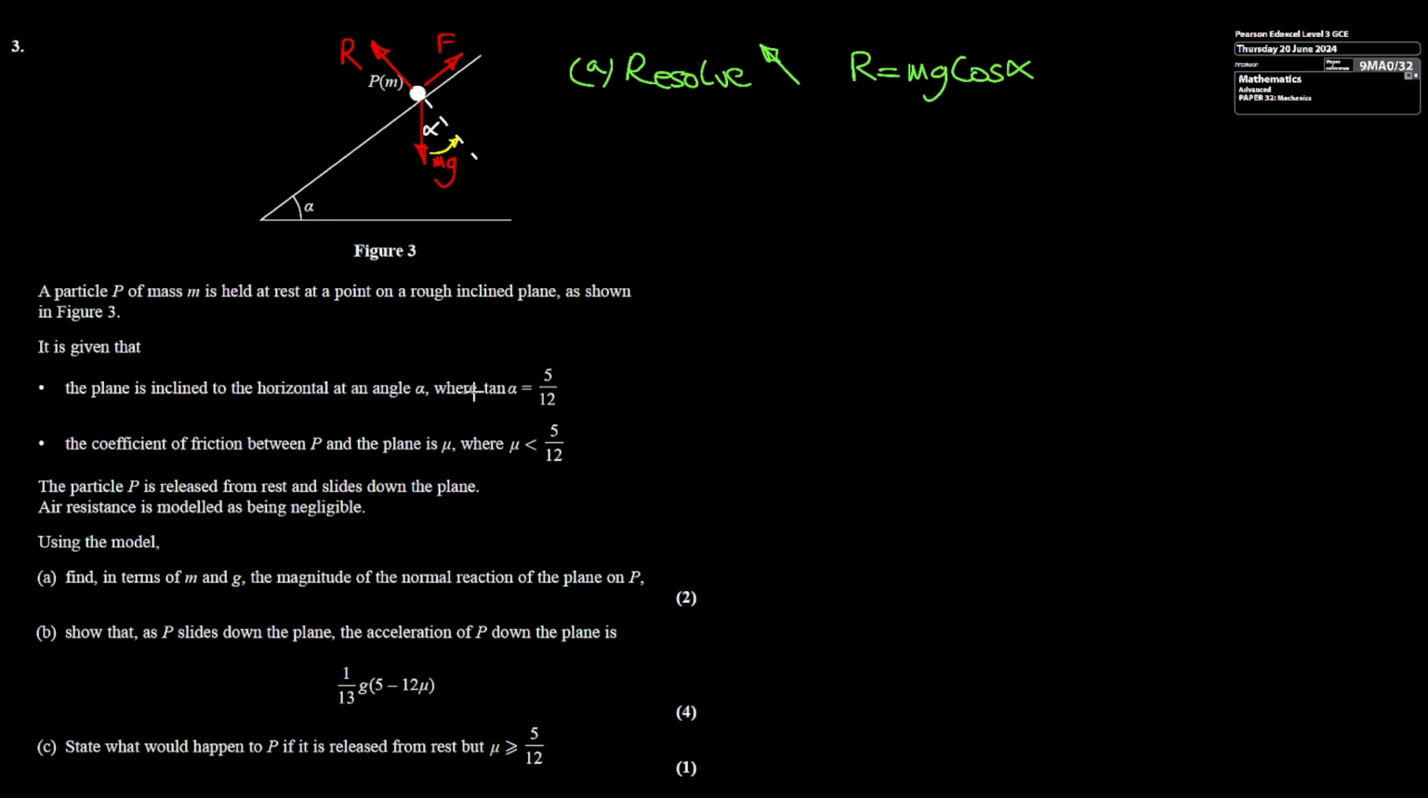Now, to find alpha, we use the fact that tan alpha is equal to 5/12. So there's a right-angled triangle, the opposite being 5, the adjacent 12, and this value you should know to be 13. So if I want cos alpha, this is the adjacent over the hypotenuse. If I substitute that into my value for R, I get that R is equal to 12mg divided by 13. I'm going to leave it like that because it's going to be easier to take that further down into the question rather than calculating g into it as 9.8.